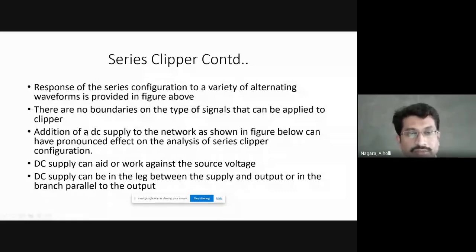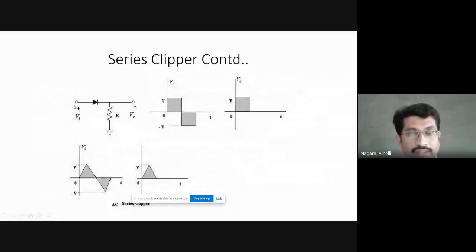Now, suppose there is a DC supply in between the input and the output. Then the analysis of the circuit will change, right? The DC supply can be present in between the input signal and the output signal, or it can be present parallel to the output. There are two ways in which the DC supply is connected in clipper circuits.